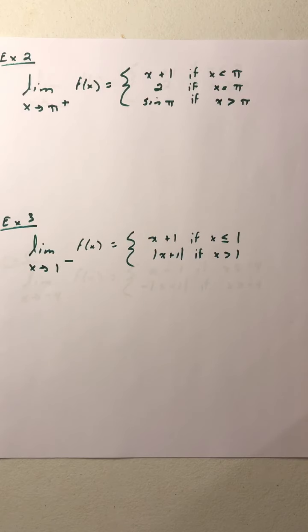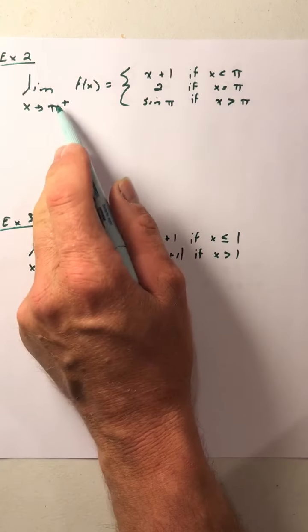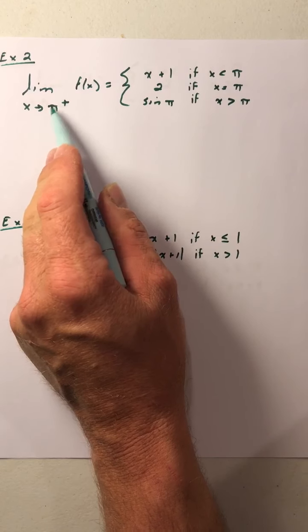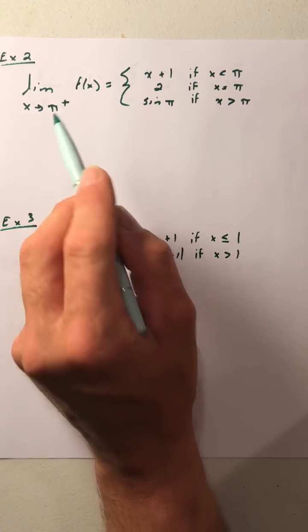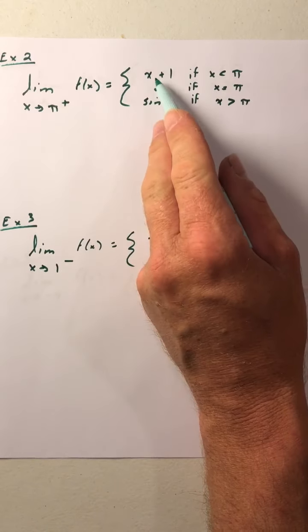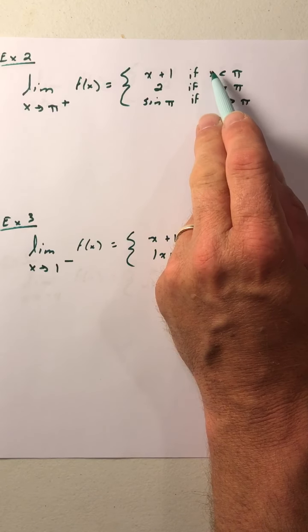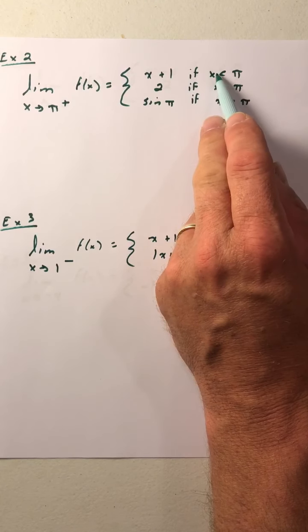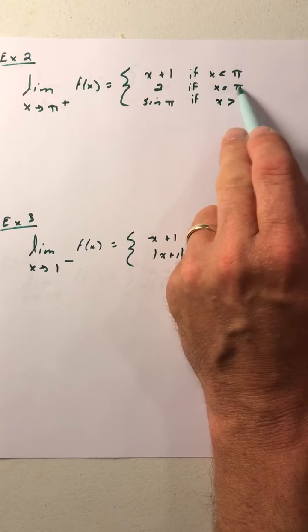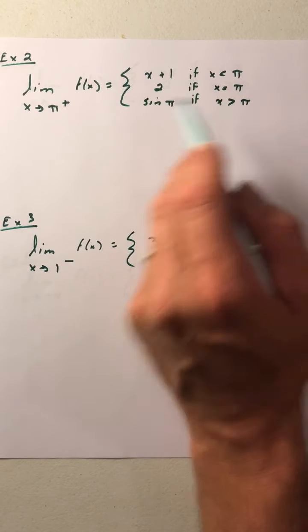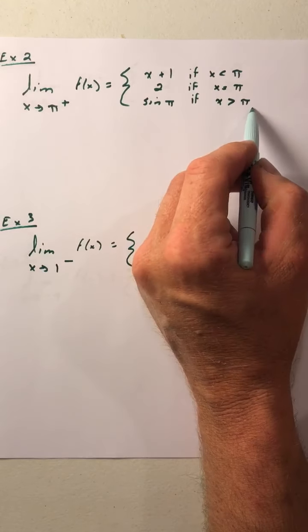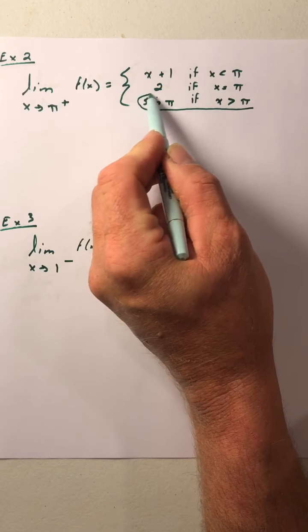So looking at example 2, we're looking at the limit as x goes to pi from the positive side. If I'm interested in pi from the positive side, I want numbers that are larger than pi. And if I look at this piecewise function, I'm describing x, or the function, when x is less than pi, equal to pi, and greater than pi. So with this one-sided limit, I'm only interested in the greater than side.